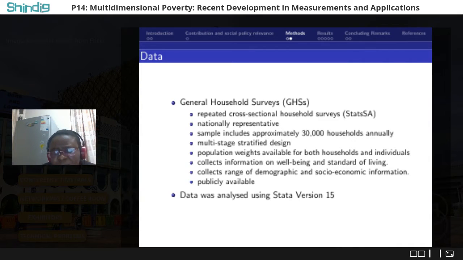Let me talk briefly about the data. This General Household Survey is a repeated cross-sectional household survey that is taken every year with different observations. It is nationally representative, both at the provincial level and the rural-urban level. The sample includes approximately 20 to 30,000 households annually, and it uses a multi-stage stratified design. The population weights are available for both households and individuals so that we can make the sample more representative in our empirical analysis. The survey collects information on general well-being and standard of living, and also a range of demographic and socioeconomic information. The data is publicly available to anyone that wants to access it and use it for empirical analysis. The data was analyzed using Stata version 15. Next slide.